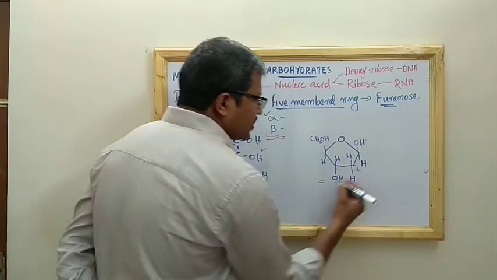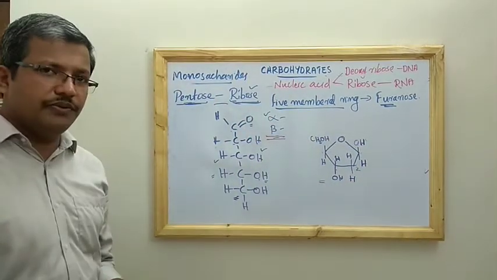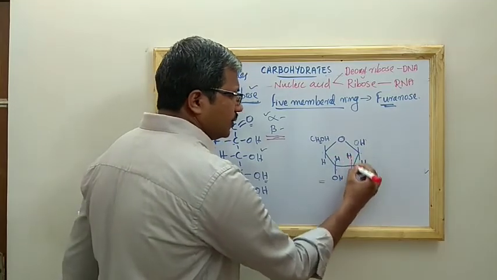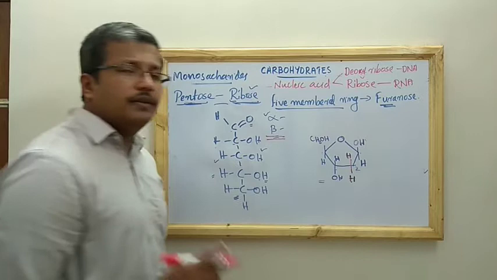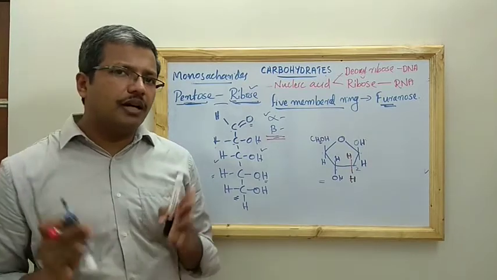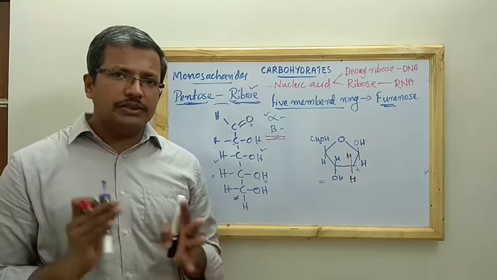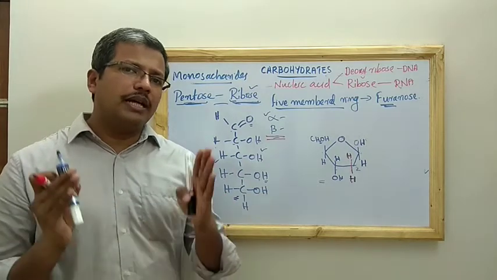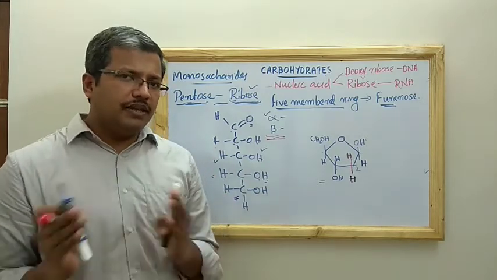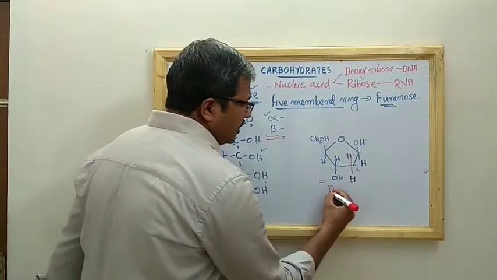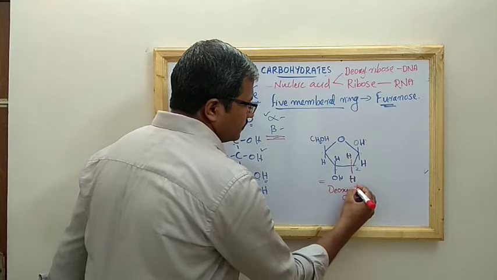So this is actually deoxyribose. Keep in mind this particular thing. This is the deoxyribose, where the oxygen on the second carbon is absent, and instead of a hydroxyl group there will be only hydrogen. That is why it is known as deoxyribose. So this one is actually the deoxyribose.